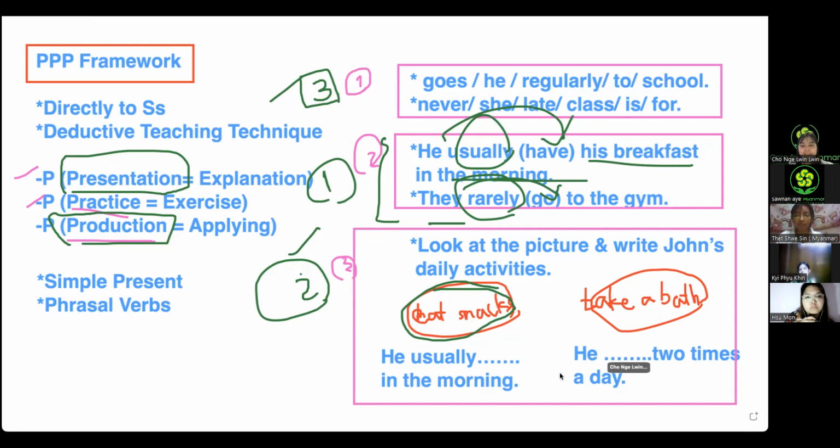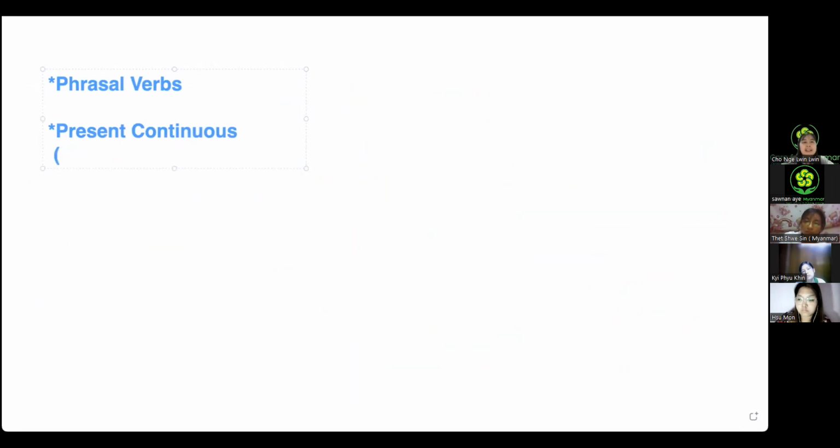Let's think about it. Individual thinking time, fast. Okay, so I'm going to give you the items. The first one is phrasal verbs. Supposing you are going to teach phrasal verbs, which production activity are you going to do? Another one is present continuous, but your lesson is focused on temporary action only. With this meaning, which production activity are you going to do?